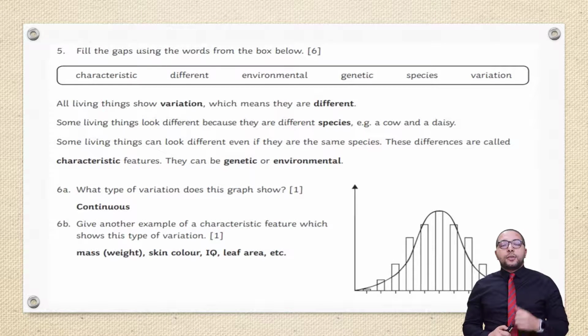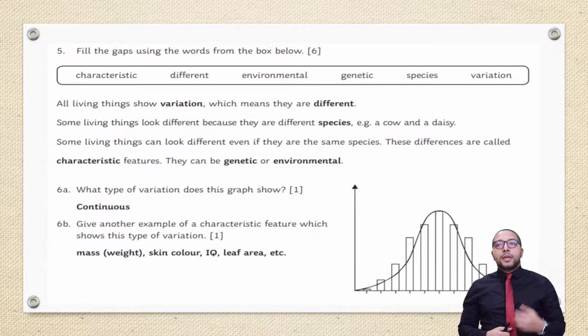Okay guys, let's revise the answers together. All living things show variation, which means that they are different. Some living things look different because they are different species, cows and daisy. Some living things can look different even if they are the same species. These differences are called characteristic features. They can be genetic or environmental.